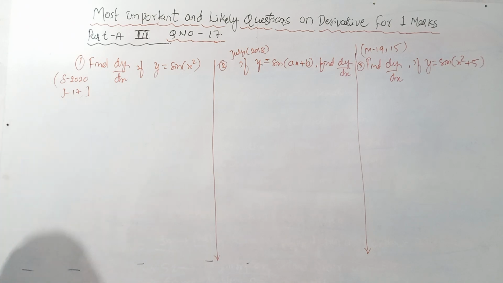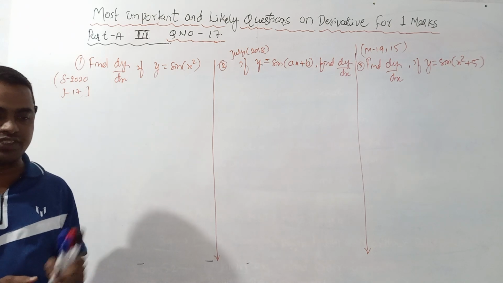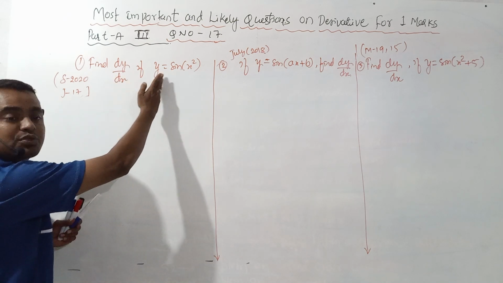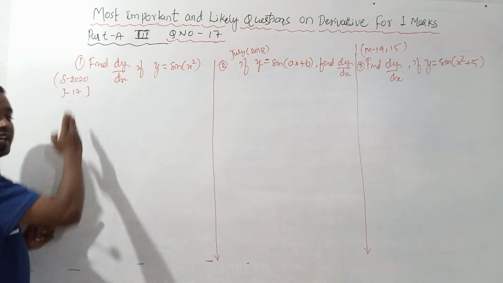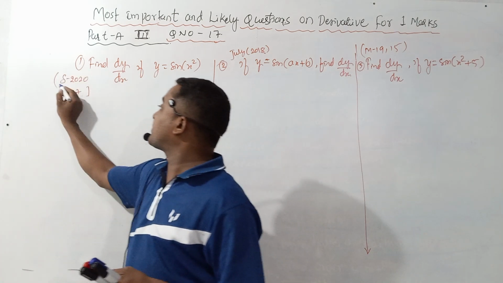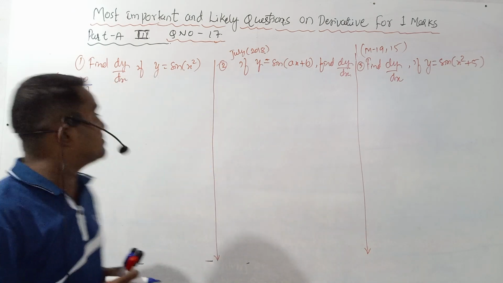Question number 17 in part A, subsection 3. So first question is: find dy by dx if y is equal to sine x square. This question has been asked in September 2020 and July 2017 for 1 mark. It is a very important problem.